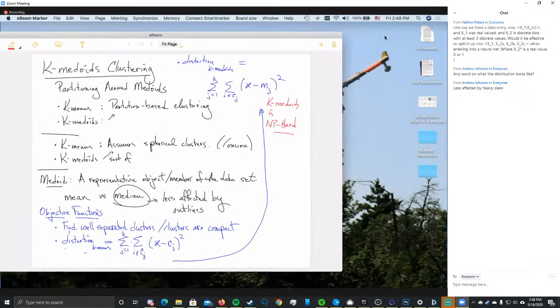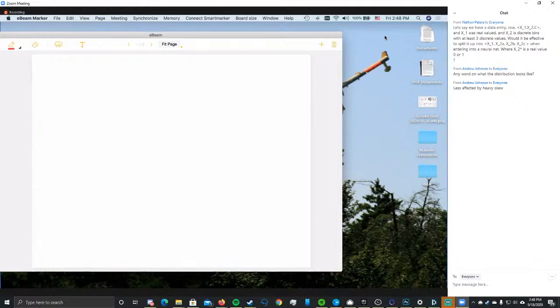Okay. Are there any questions about the k-medoids algorithm? Okay. We have 10 minutes left. We should be just right, I believe, for talking about density-based clustering. New page.